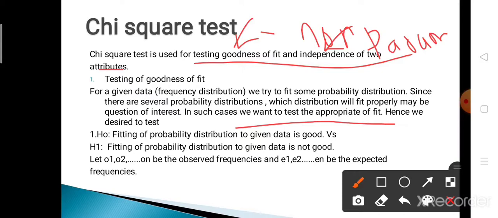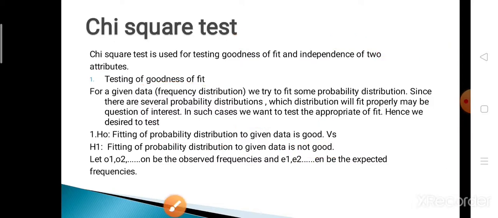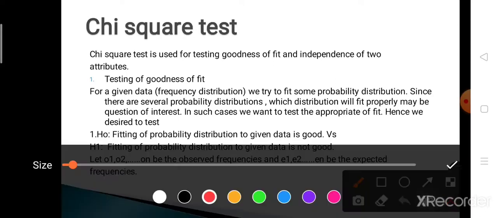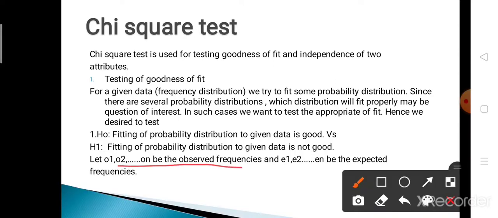So what are the null and alternative hypotheses for testing the goodness of fit? H0, that is the null hypothesis, is: fitting of probability distribution to given data is good. And the opposite, that is the alternative hypothesis, is: fitting of probability distribution to the given data is not good. Let O1, O2, ..., On be the observed frequencies, O for observed, and E1, E2, ..., En be the expected frequencies.